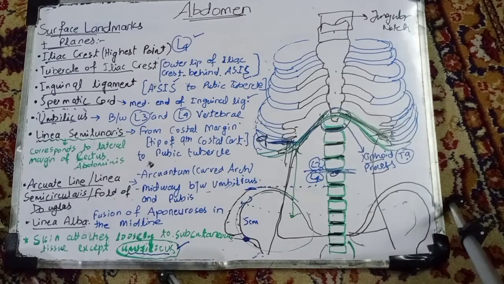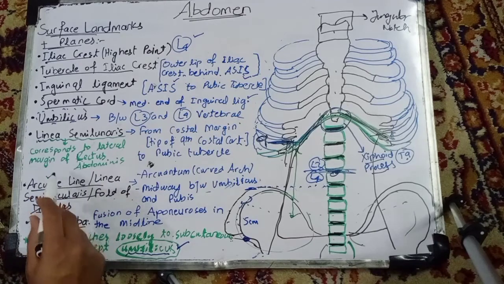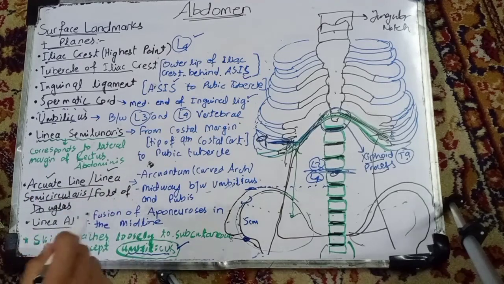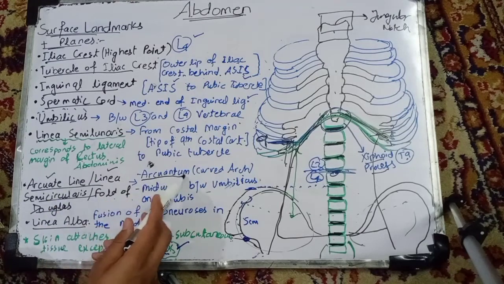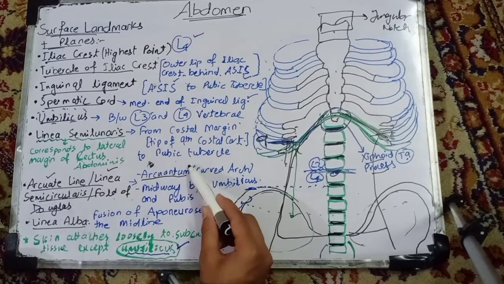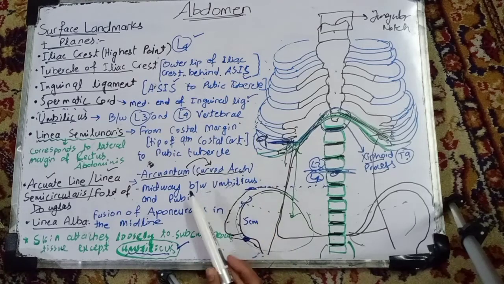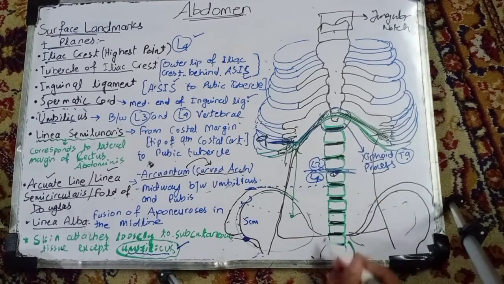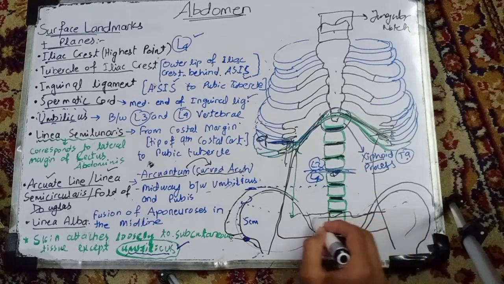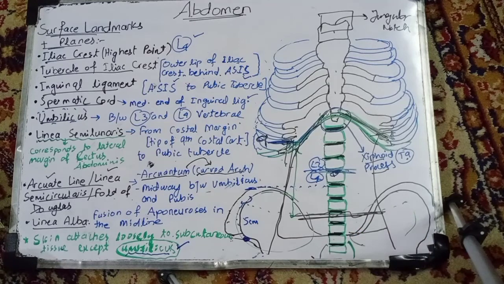Now we move on to another line, also known as the arcuate line, linea semicircularis, and fold of Douglas. Arcuate is derived from the Latin word arcuatum, which means curved arch. This arcuate line lies midway between the umbilicus and the pubis. So there will be the umbilicus, and here will be the pubis. It will lie somewhere here, and it provides a base structure, a pouch-type structure, where the rectus abdominis is inserted. We will be discussing it later.